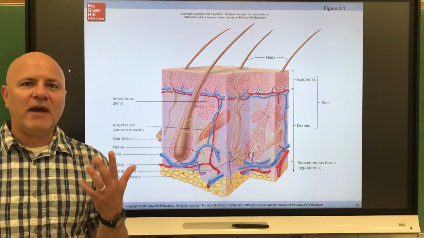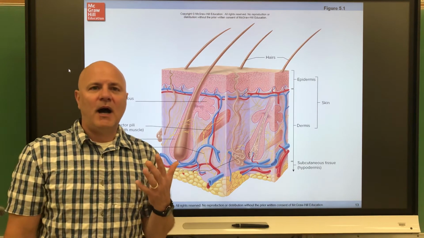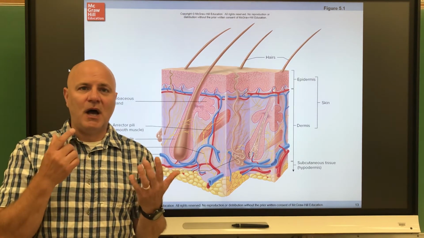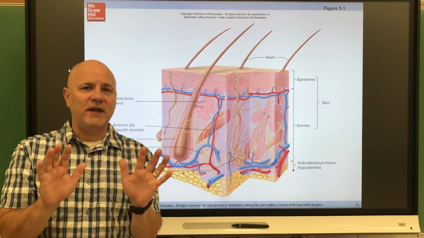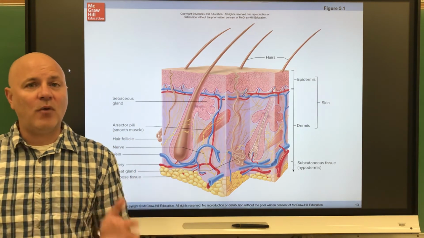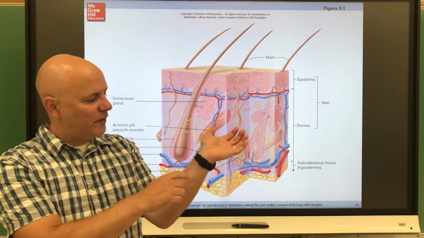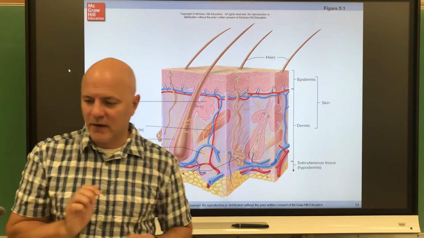Okay, so we have hair everywhere on our body except for our lips, the palms of our hands, soles of our feet, our nipples and genitals. Everywhere else we have hair, even in areas you don't think so. So like right here, you have hair there.